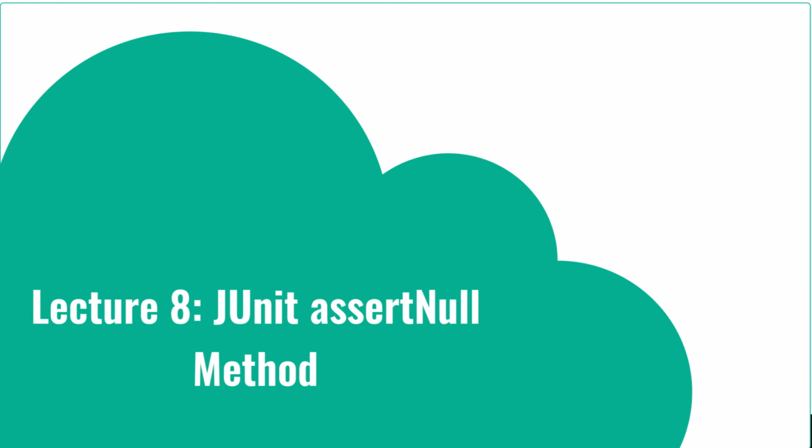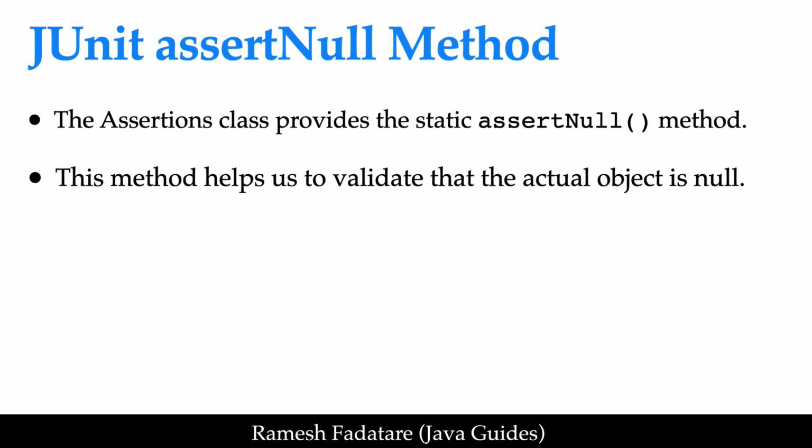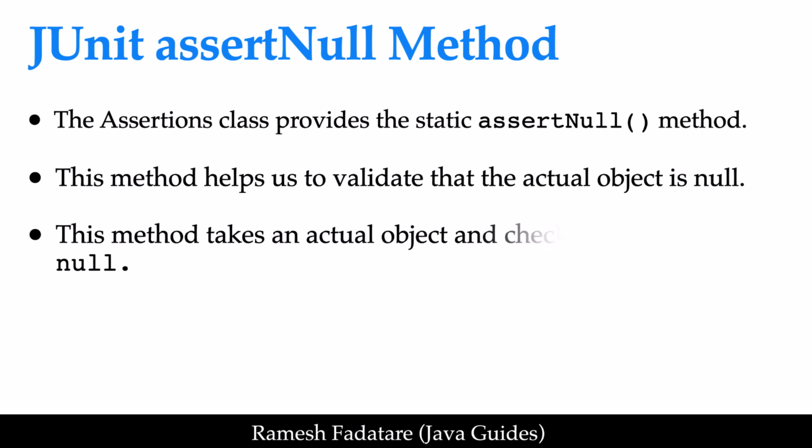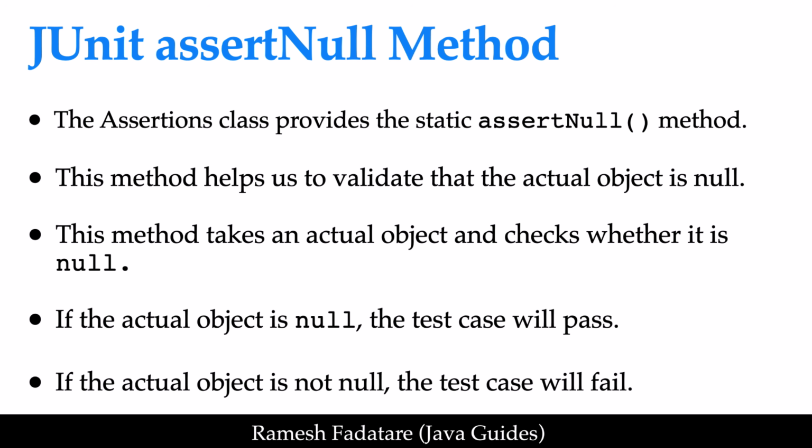Hi everyone, welcome back. In this lecture, we will take a look at the assertNull method. Well, the Assertions class provides the static assertNull method, which helps us validate that the actual object is null. Whenever you want to verify that the actual object is null, you can go ahead and use the assertNull method. This method takes the actual object and checks whether it is null. If the actual object is null, then the test case will pass. If the actual object is not null, then the test case will fail.